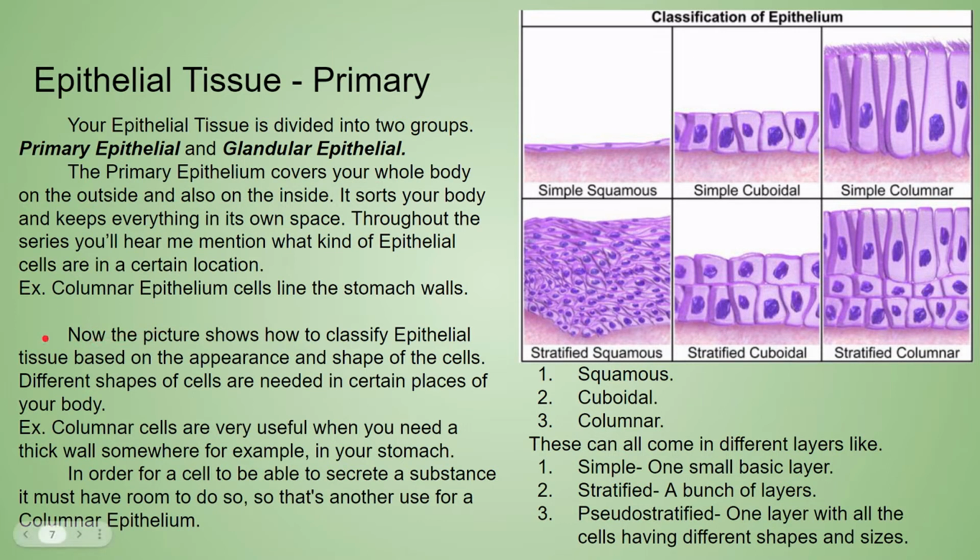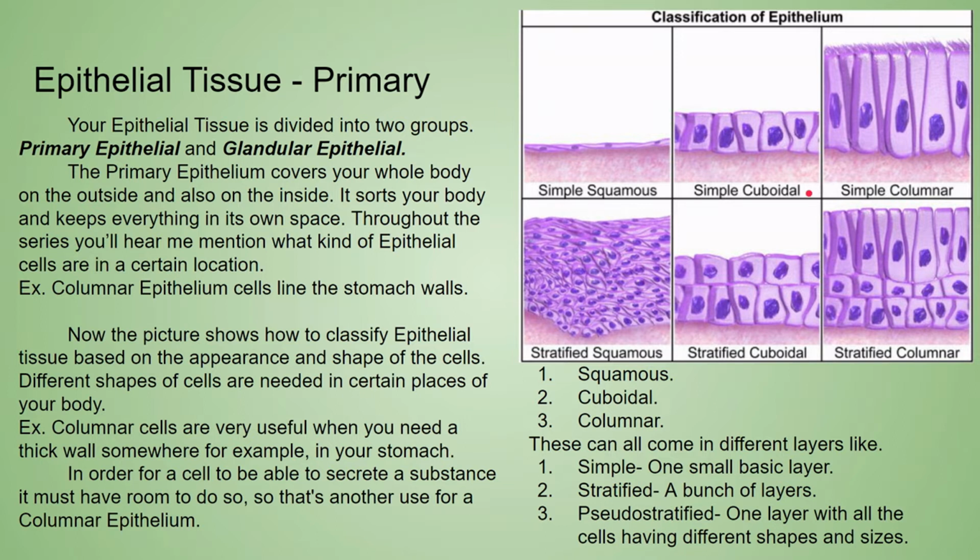As you see down here, different shapes of cells are needed in certain places of your body for specific jobs. And there are three different types of shapes that you'll see epithelial cells come in, such as squamous, cuboidal, and columnar. Squamous epithelial cells are really helpful when it comes for something to have to diffuse across it or through it, such as you'll find it in alveoli of the lungs because oxygen has to diffuse through it into the blood.